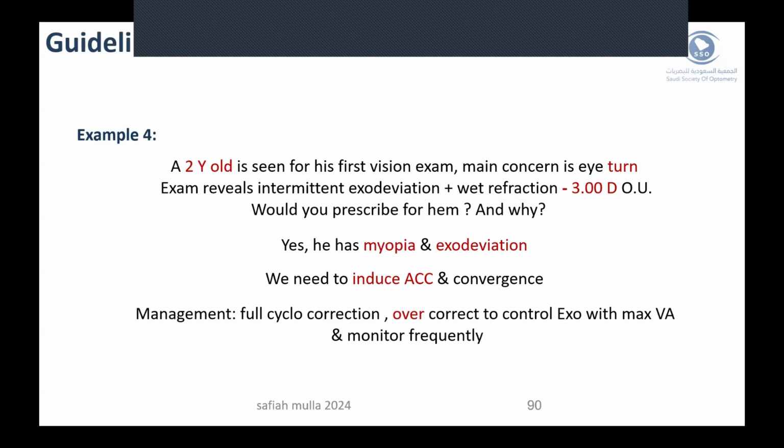Thank you. So for full cycloplegic correction, we may overcorrect the myopia to control the exo, with maximum consideration also of the visual acuity. And then we monitor frequently according to the management. So we said if the child has younger age with higher refraction, the interval of the visit will be closer than the one that has a low problem.